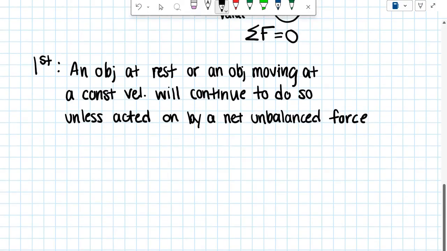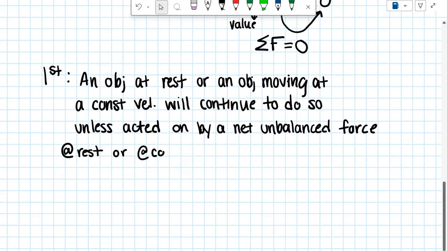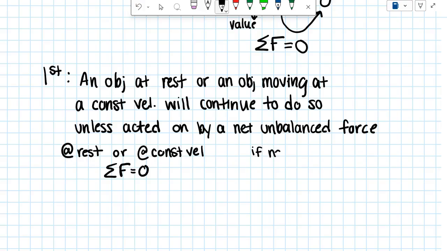So basically, if we are at rest or at a constant velocity, the net force has to be zero. Our forces have to be balanced. If we are not at a constant velocity, then the net force is not zero. There has to be some net unbalanced force.